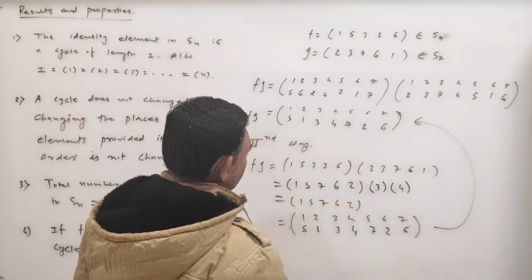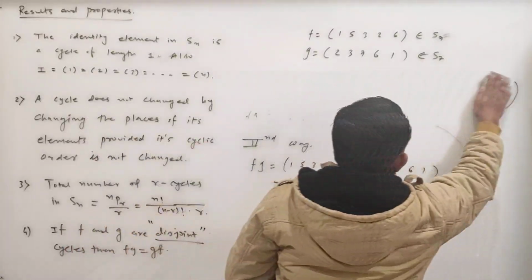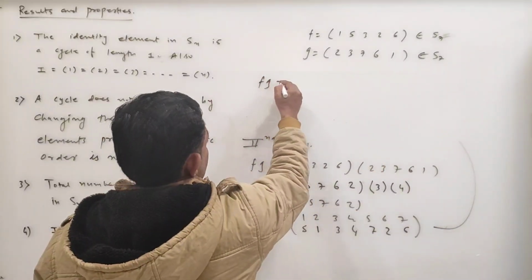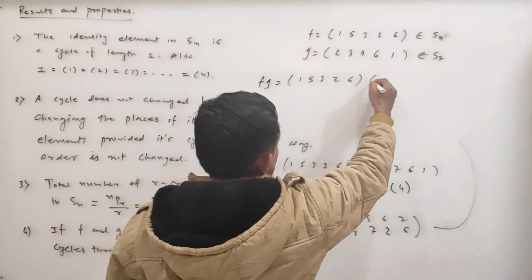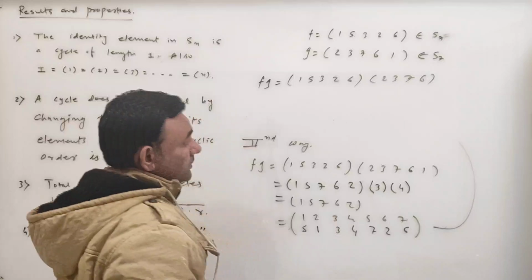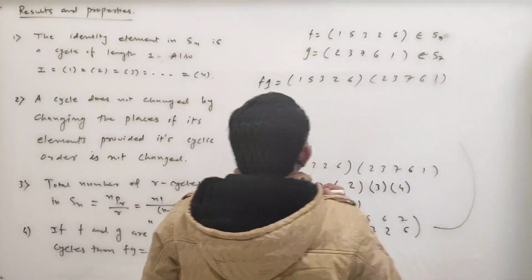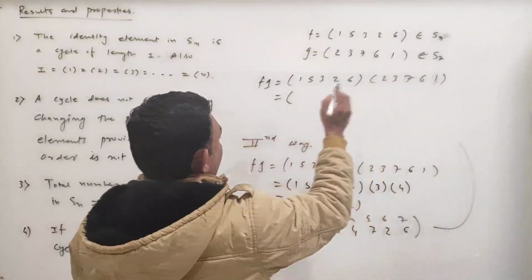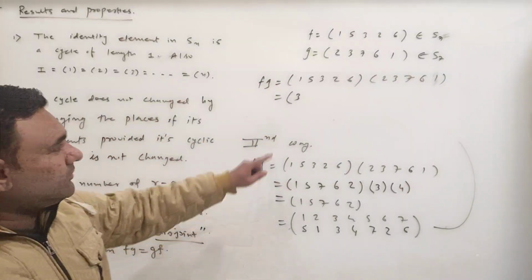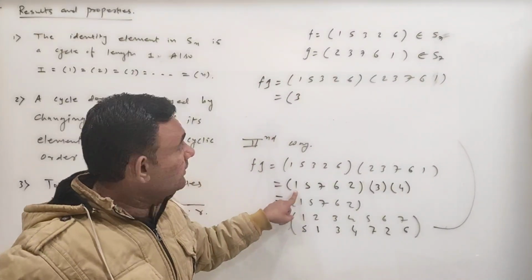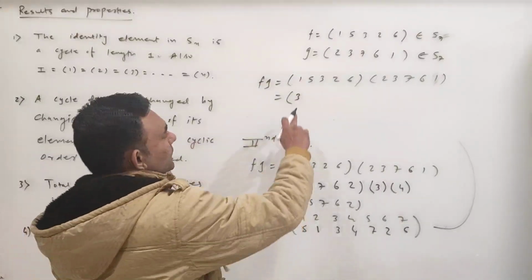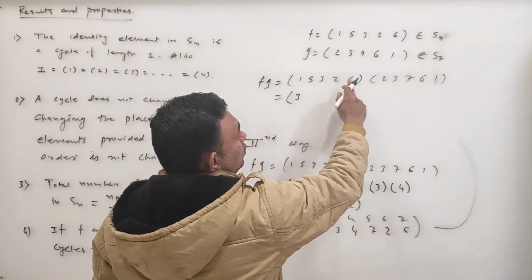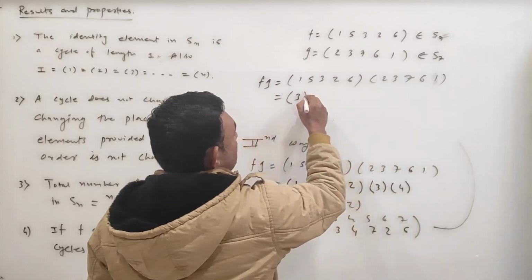So let me illustrate with another object. So let us say fg is what? 1 5 3 2 6, 2 3 7 6 and 1. Okay, let me start with say 5 or 3. You can start with any object. Here I had started with 1. Let me start with 3. So 3 goes to what? You find out the image of 3 in the first cycle. 3 goes to 2. Then 2 goes to 3. So stop.